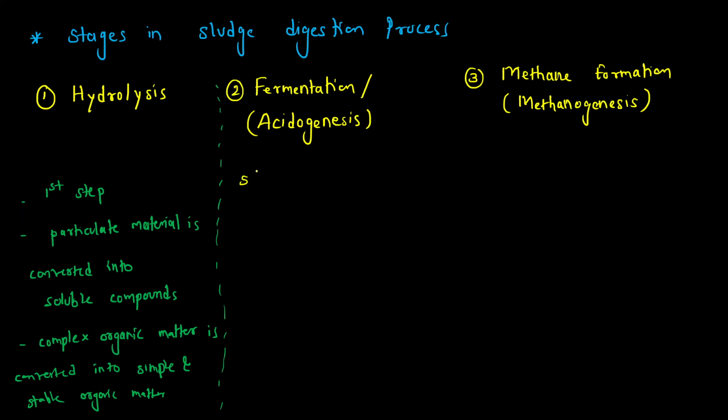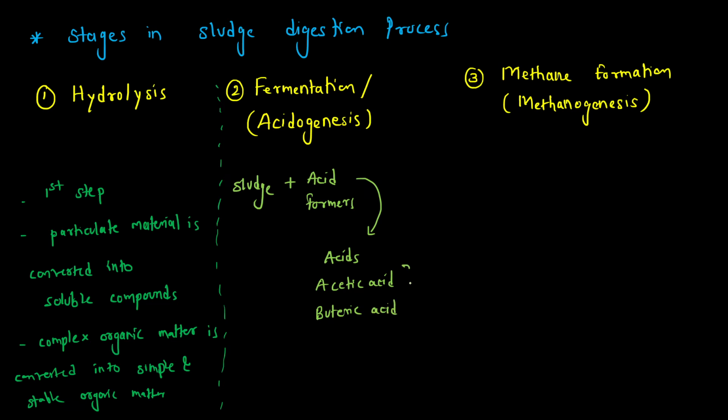So if we write it, it is very easy. Acidogenesis means acid will be formed. Whatever sludge is there is reacting with acid formers, and on reaction there is a formation of acids. Which acids are formed? Just remember these names: acetic acid and butyric acid. Various acids are formed, but these two are the major ones.